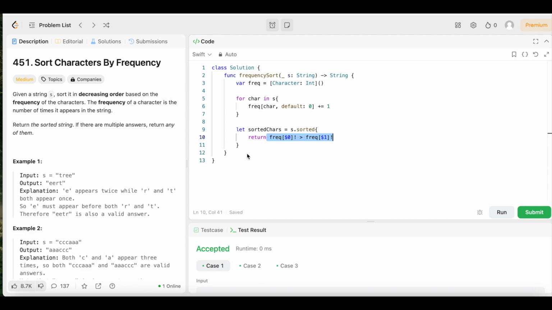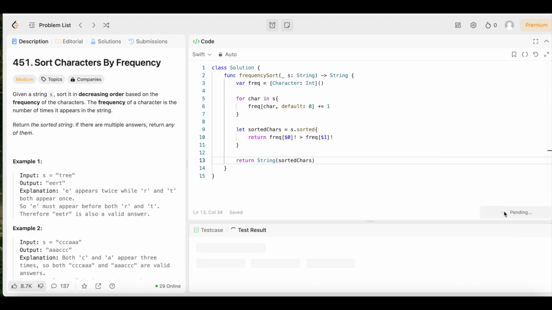So for that, we are going to say return. We're going to come right here and say return string, open up the parentheses, sortedChars, just like that. Now see, it's not that difficult to understand at all, not that much code. Let's go ahead and run it. Make sure it runs first before we submit it. Let's see, and it's accepted, y'all. So let's go ahead and submit it. See what that time is looking like.